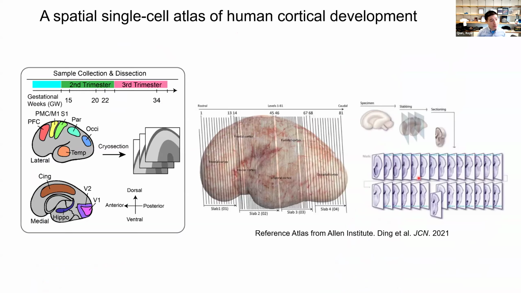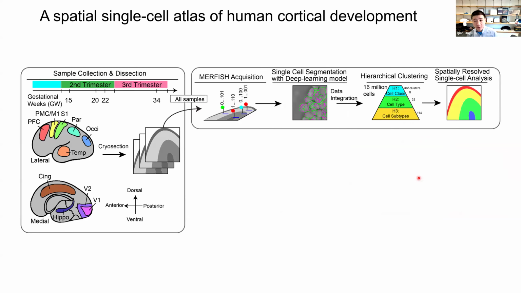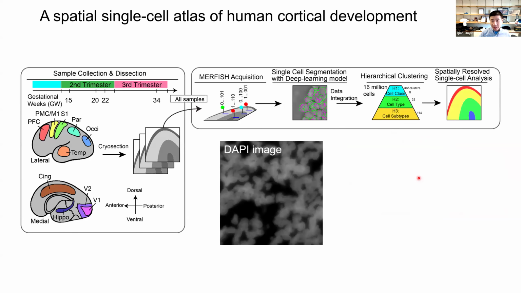So we set our goal to build an extensive developmental atlas for the human cerebral cortex using frozen tissues obtained from the NIH NeuroBioBank. And we wanted to cover different cortical areas as well as several different developmental time points during the second and third trimester. When we perform the MERFISH experiments, MERFISH works by detecting small transcript dots in a two-dimensional space by basically microscopy imaging. And it is key that we assign each transcript dot to the cell that it belongs to so that it will enable single-cell analysis.